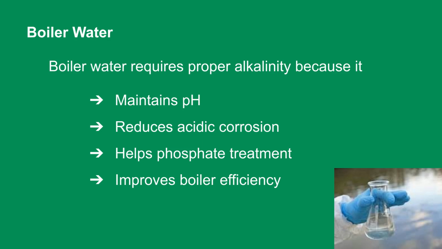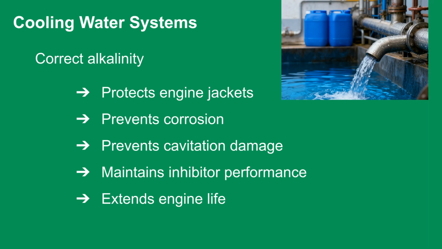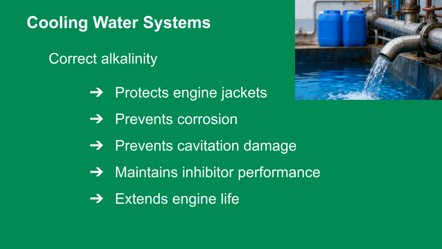Boiler water, in particular, requires precise alkalinity management to maintain target pH levels, inhibit acidic corrosion, support phosphate treatment, and maximize boiler efficiency. Similarly, in engine cooling water systems, maintaining correct alkalinity is essential for protecting engine jackets, preventing corrosion, and mitigating cavitation damage. Adequate alkalinity in cooling systems also supports the performance of corrosion inhibitors, which is critical for extending the overall life of the engine. This slide reinforces the necessity of proper alkalinity in cooling water systems for engine jacket protection and inhibitor performance.